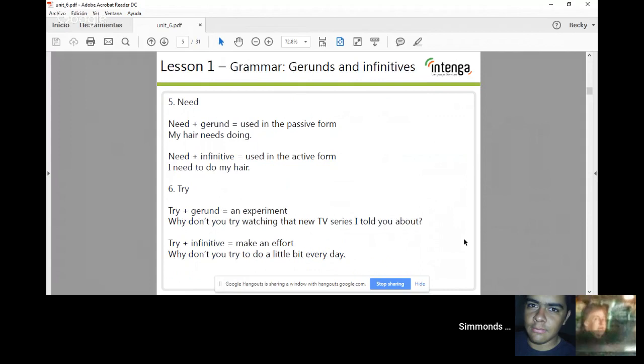Ken, can I help you with anything? Why don't you try to do? Why don't you try watching? So what's the meaning of experiment in this context? Trying something new to see if it works. I see. Okay. Right. And when we use the structure why don't you plus a verb, it's kind of saying, well, do this and see if you like it. It's like trying or suggesting something.